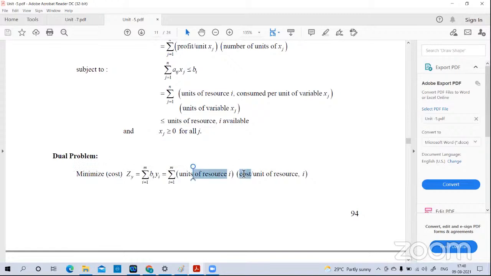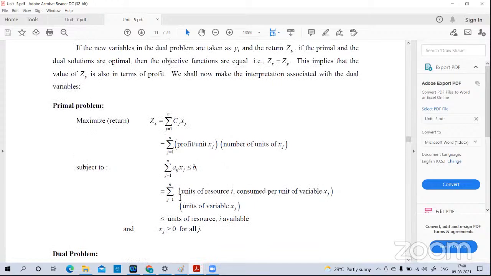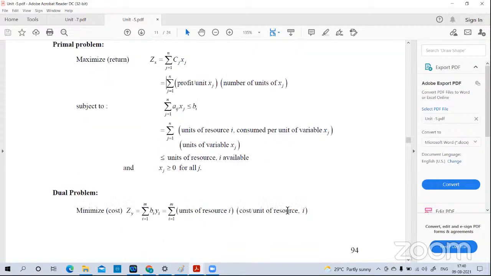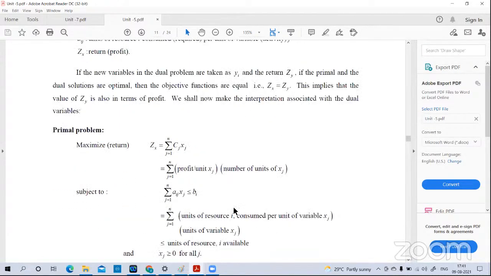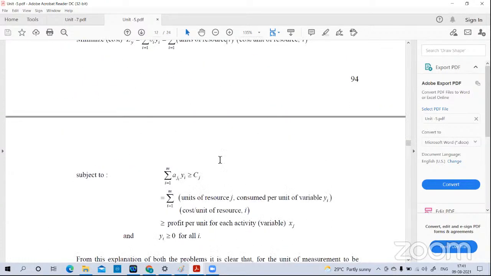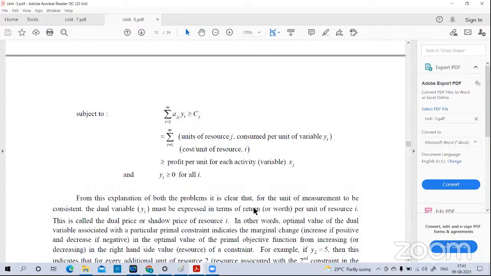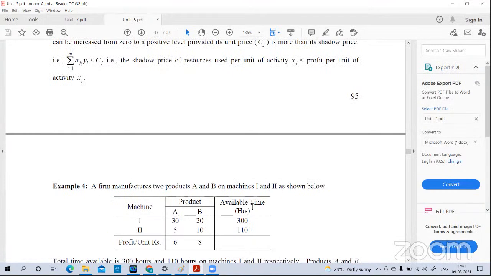It means it totally depends on the resources. Here it totally depends on all the resources, but it is based on the profit we check. Here it is all the resources, but we want to apply the minimum cost. So this is the only difference between the primal and the dual. We can apply the primal and the corresponding dual, so we can convert physical problems into mathematical problems. We can solve them using the simplex method.